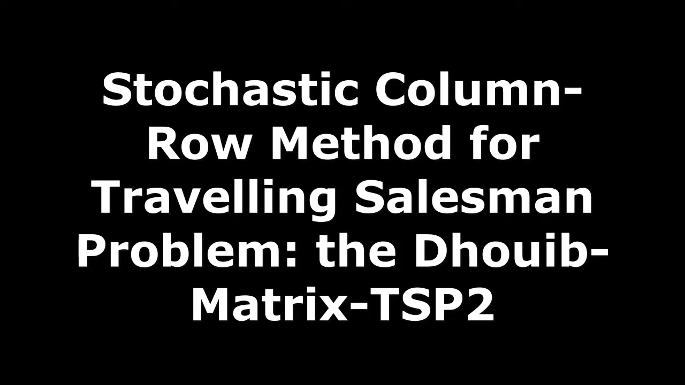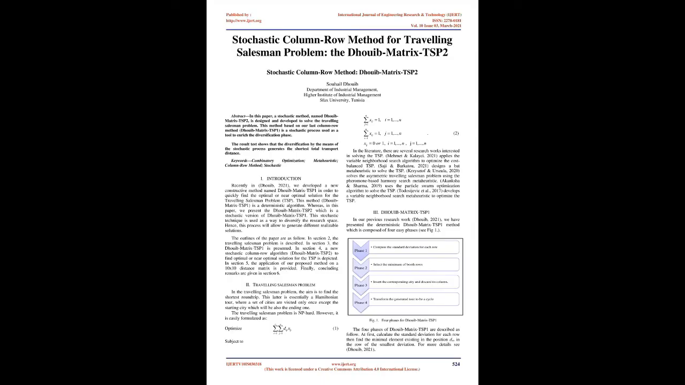Stochastic column row method for the traveling salesman problem, the Dhouib Matrix-TSP2. Abstract: in this paper, a stochastic method, named Dhouib Matrix-TSP2, is designed and developed to solve the traveling salesman problem. This method is based on our last column row method. The stochastic process generates the shortest total transport distance. Keywords: combinatorial optimization, meta-heuristic, column row method, stochastic.